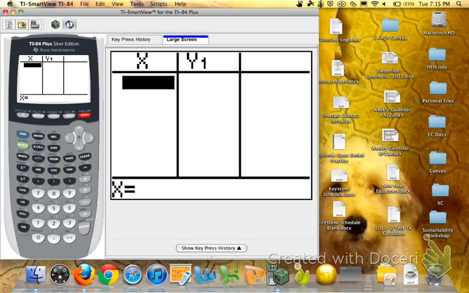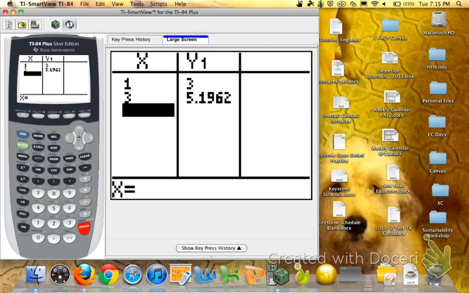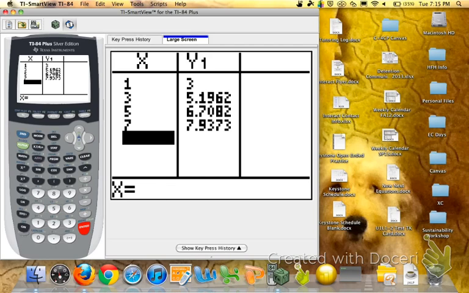What you'll have in there is a blank table. And then if you know you need f of 1, then you just put 1 and hit enter, and it spits out f of 1. If you need f of 3, you put 3 and hit enter. F of 5, put 5 and hit enter. 7 and 9, and that should give us those same 5 heights that I needed.